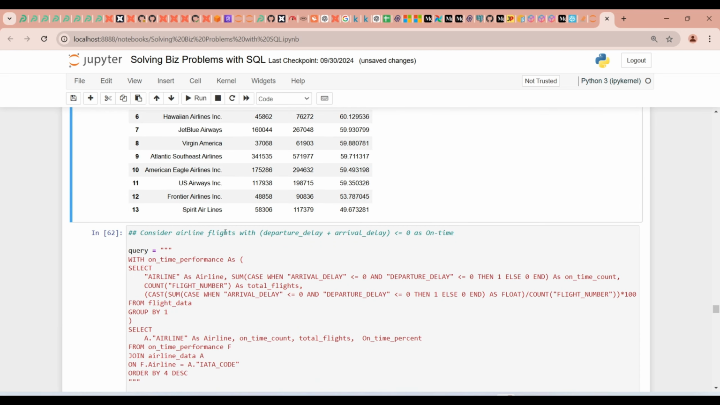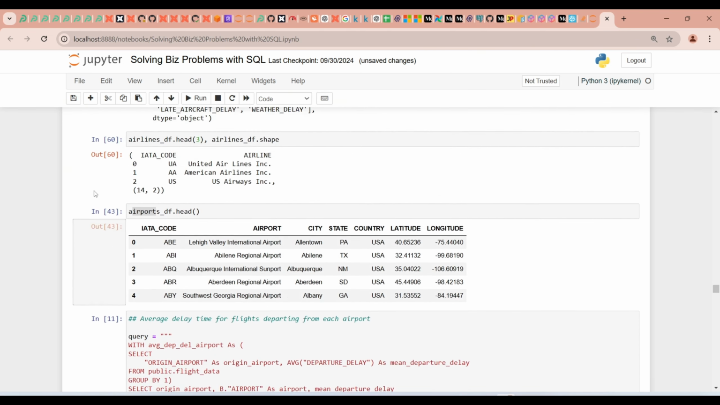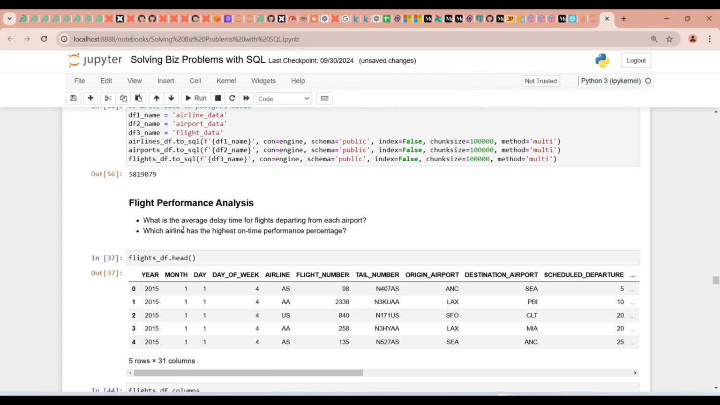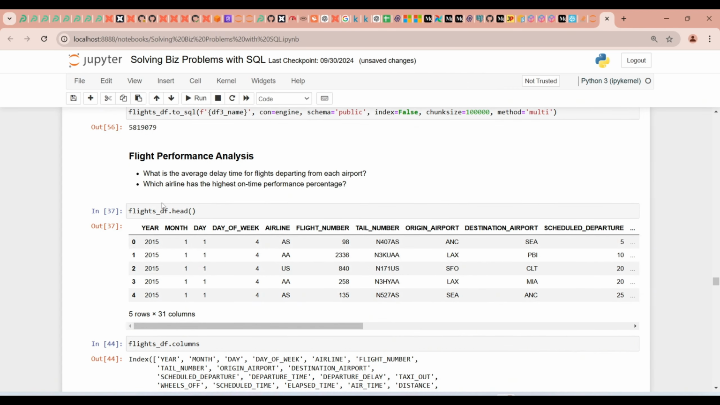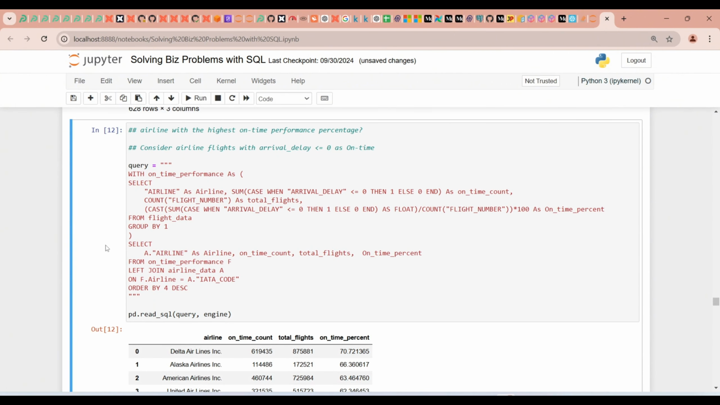Yeah, consider airline flights with departure delay plus arrival. What we were doing is arrival. When I say on time, the question of on time, let me go there. Which airlines has the highest on time performance percentage? So this one we consider the arrival of the flights that's associated with the airline, right? It means they usually arrive on time.